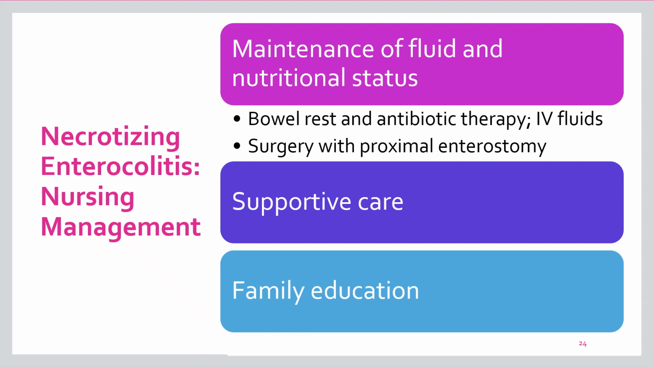Supportive care is needed here, like oxygen, preventing hypothermia, a quiet environment, clustering the care, and also family education, because it's very distressing for the family. So teach them about the condition and about the prognosis of the baby.